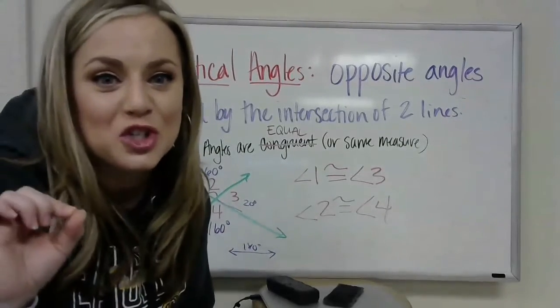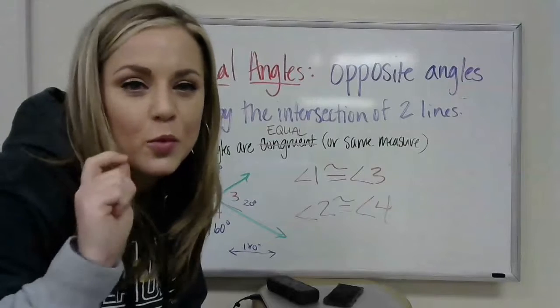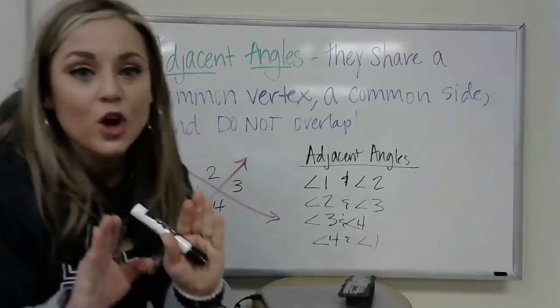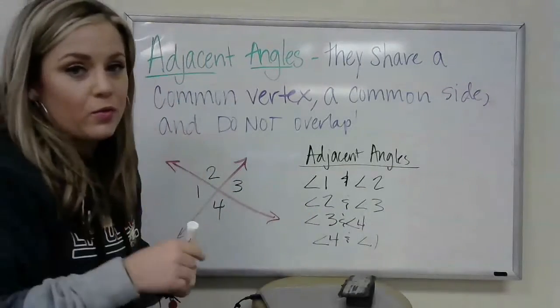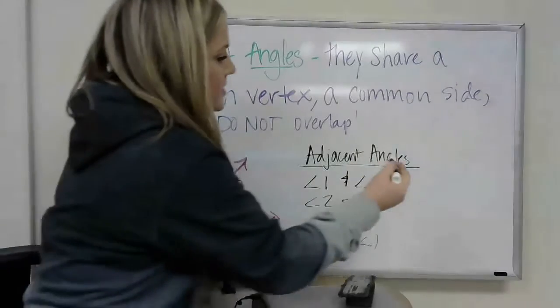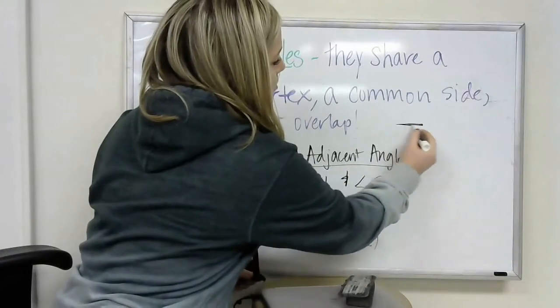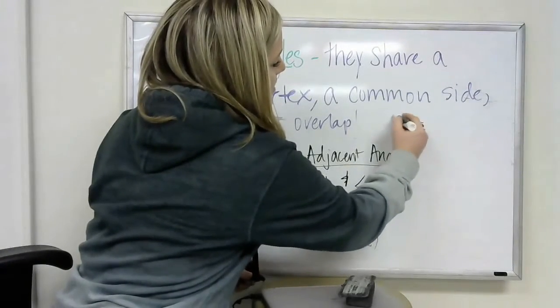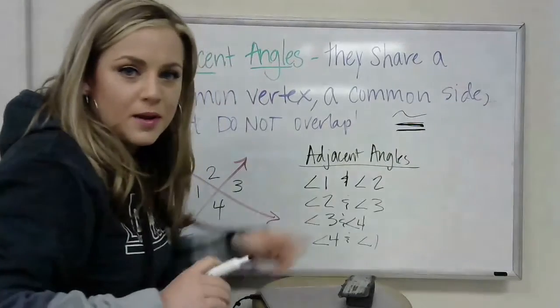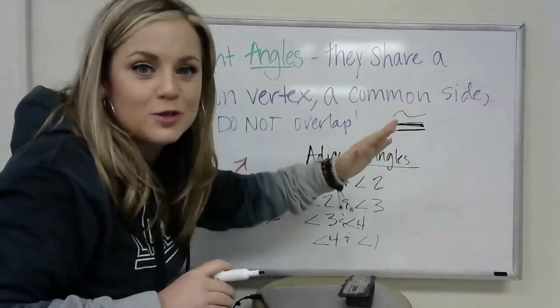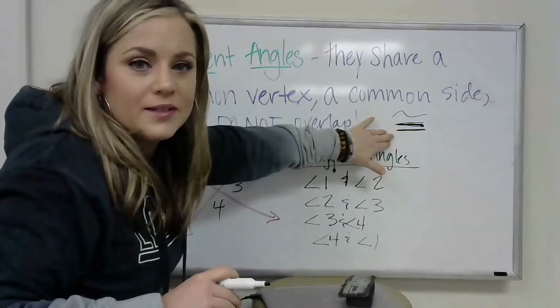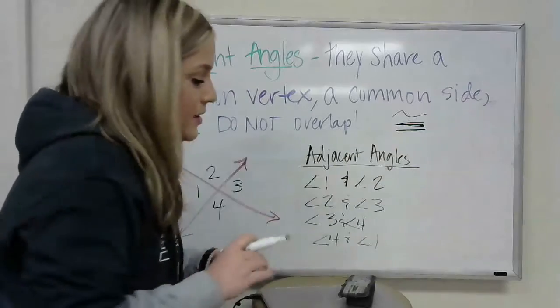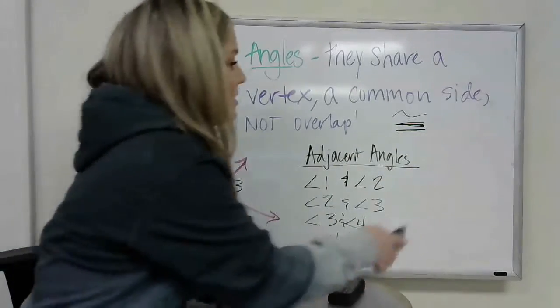Okay, so next up is adjacent angles. So think about what the word adjacent means to you. Okay, so I forgot to mention this last video, and I'm not going back and re-recording, but when you see the equal sign with that little curvy thing on top, like an ocean wave, that means congruent. Okay, so that's the sign for congruent. I meant to say that, and I apologize, I didn't say that.